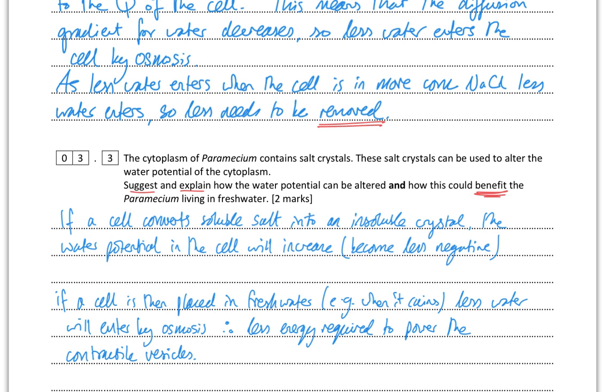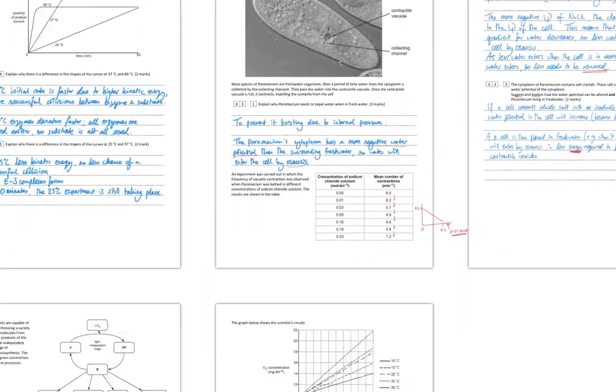So if a cell is closer to 0 and the water is 0, then that's less water entering, therefore less energy required to power the contractile vesicles. It's contracting, so it's going to be using ATP. So again, that's my benefit bit. Therefore, less energy is required. It comes up so often. Almost everything is to do with energy. Why is this? It'll go down to being some kind of energy efficiency thing. So it's often a good tip to think about.